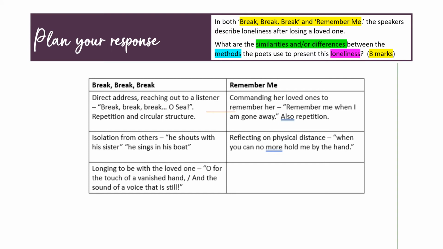So I'm going to draw a line there linking those 2 together. And then I need another line. I'm just deciding which of the ideas from Break, Break, Break I'm going to use. I think I might go for that third idea there and link that with this one from the Rossetti poem. I'm just going to ignore this one for now. Okay, so that is my plan.